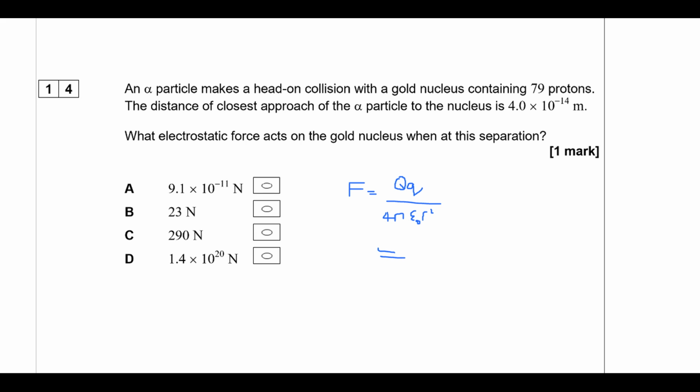So we're going to do 79 times 2, because an alpha particle has a charge of 2, times 1.6 times 10 to the minus 19 squared, because there's 2 times the charge of electron, divided by 4 times pi times 8.85 times 10 to the minus 12, times 4 times 10 to the minus 14 squared. And we come up with an answer of 22.73, so that's going to be 23 newtons. So actually, considering these are between subatomic particles, that is a massive force that is acting between them.